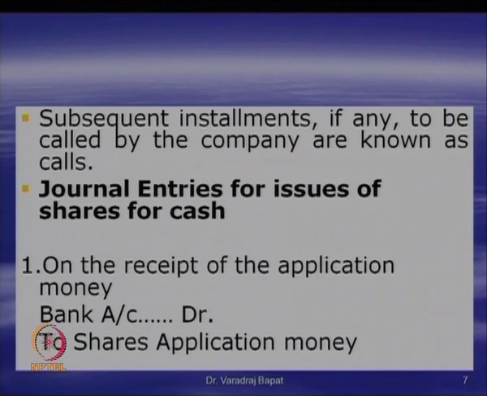Now, let us understand what are the journal entries for issue of shares for cash. As you can see here, the first one is when the application money is received. Here the money comes in for the company through the bank, that is why the bank account is debited, and a separate account known as share application money account is created. So, money which comes in goes into the bank account and the share application money account is created.